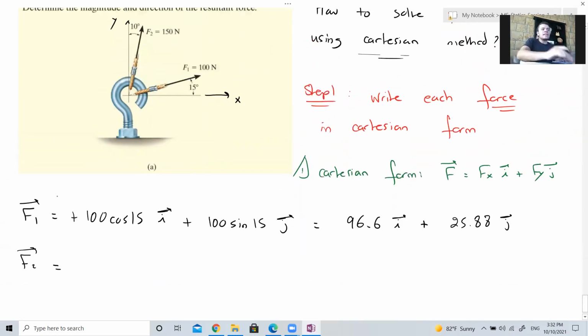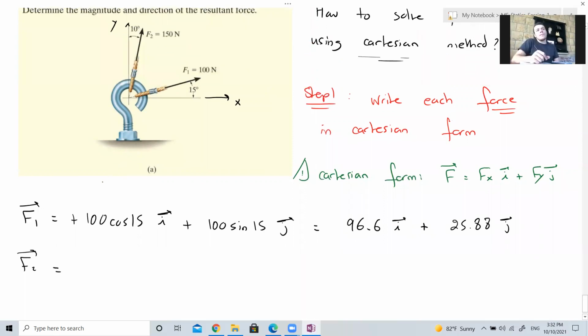Let's move on to F2. What is the horizontal component of F2? The Fx is sine. So plus or minus? Plus. Plus 150 sine 10.